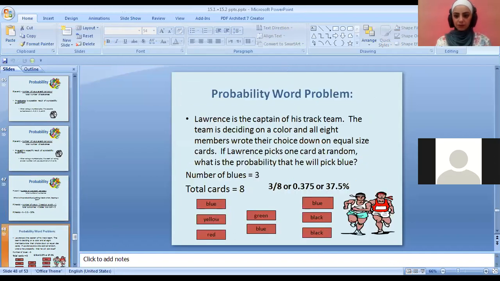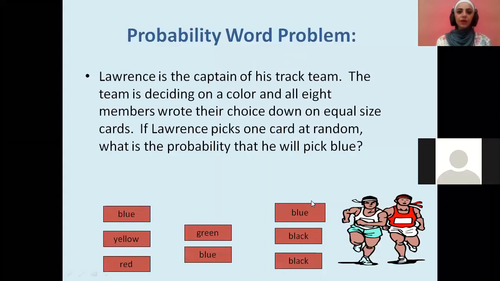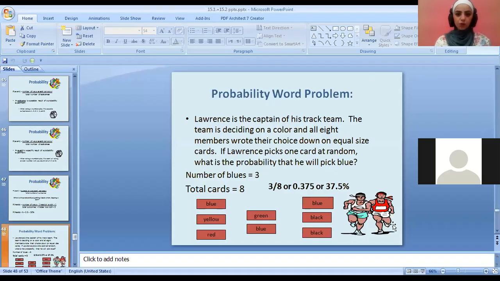Now look here, probability. Lawrence is the captain of his track team. The team is deciding on a color and all 8 members wrote their choice down on equal size cards. Look, all the cards have the same size. We don't have a card that is too big and one very small card. If Lawrence picks one card at random, so he's choosing a card randomly, what is the probability that he will pick a blue card? Okay, let me see who can answer this one.